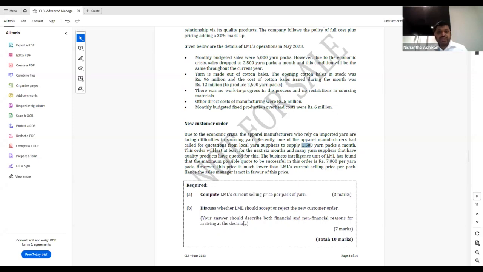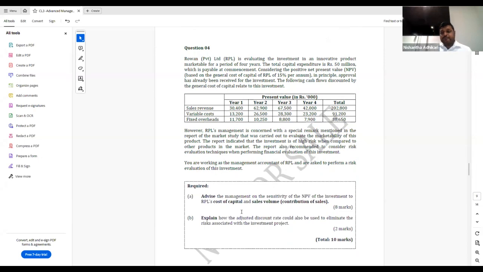Now, shall we move to question number 4? Look at this one, question number 4. This is relevant to the net present value aspect and sensitivity analysis. Generally, we will do these sensitivity analyses, and I think we have already discussed these areas.